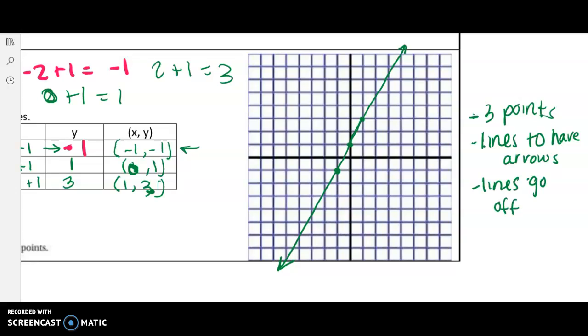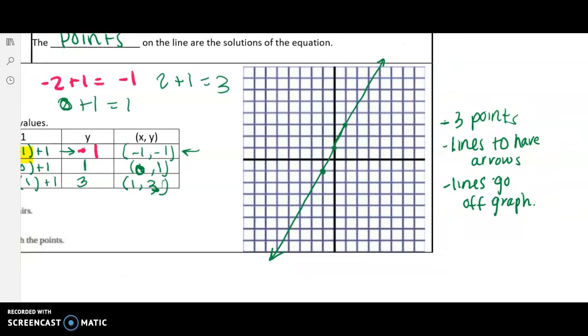So there's always 3 things that you need to do. So we did 3 points, our lines have arrows, and we took those lines all the way off the graph. That shows that our line goes on forever.